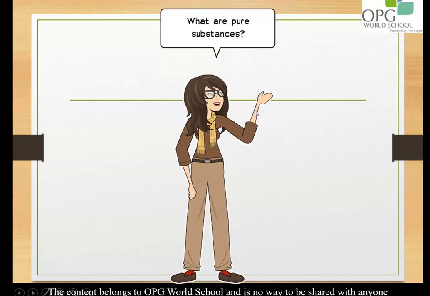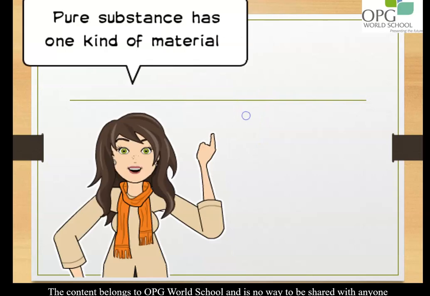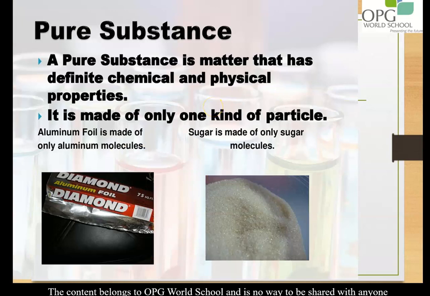But what are pure substances? Does it mean a substance that is having no impurity? Let us find out. Pure substances have only one kind of material. That means they are made up of the same kind of atoms and they have a fixed melting point or boiling point. Let us see some examples of pure substances.